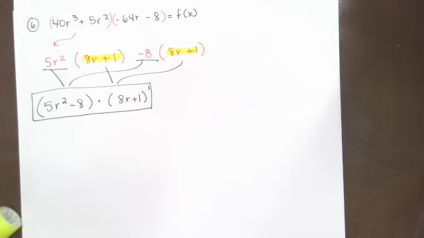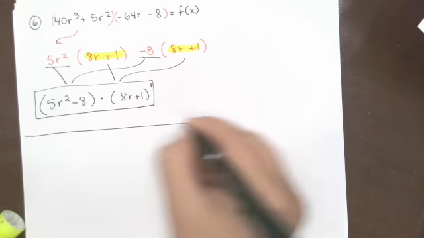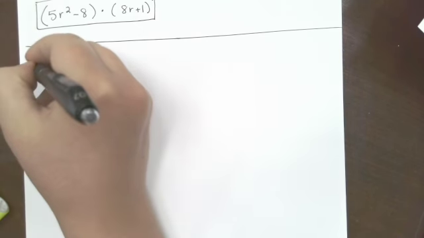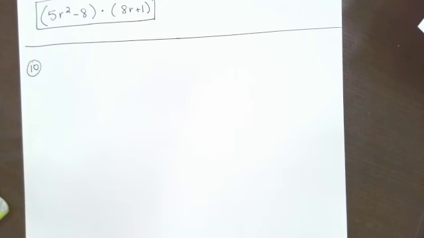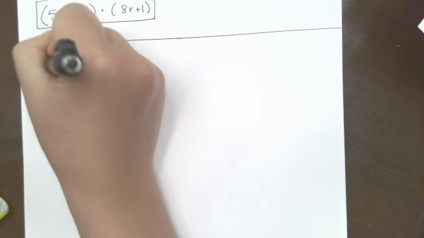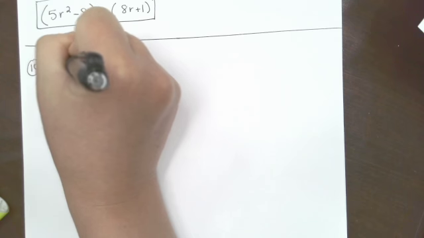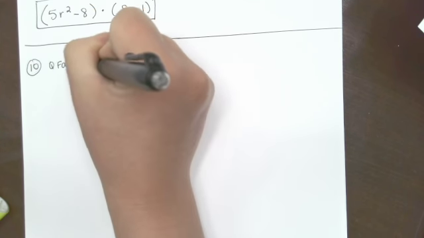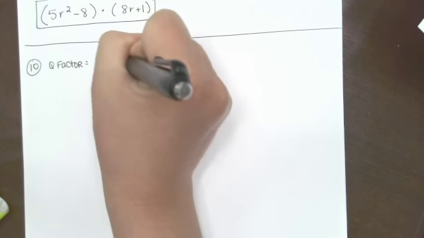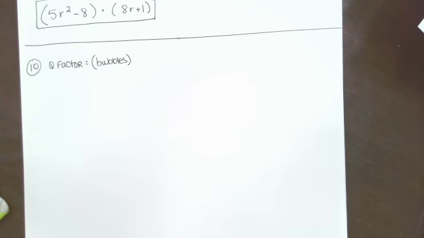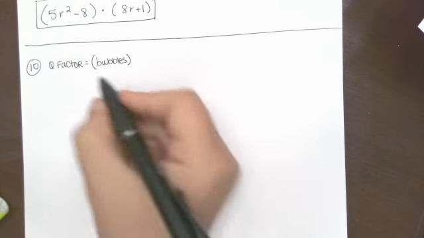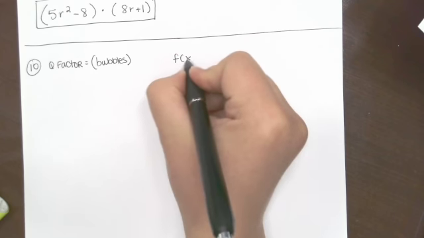Okay. Number 10, it's asking for you to use the rational root theorem to factor. So the question is factor. Anytime you see factor, think bubbles. That's how your answer should look. It should have parentheses, they should have bubbles. We have f of x is equal to 2x cubed minus x squared minus 5x minus 2.